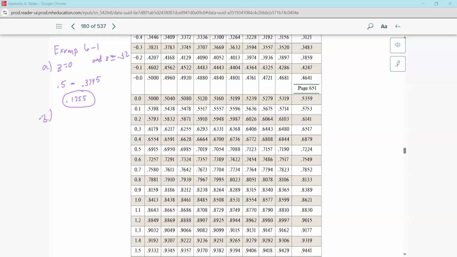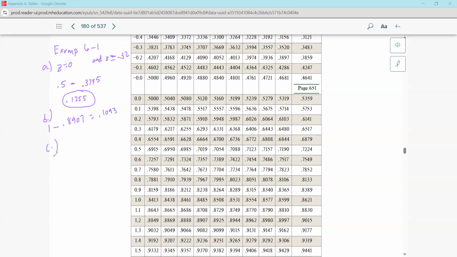Part B says to the right of 1.23. Here's 1.2, 0.03. So here's that number right there, 0.8907. But if I want to the right of the data, I have to do 1 minus. So I do 1 minus that, and I come out with 0.1093. So that means that 10.93% of my data will fall on the right of 1.23 standard deviations. All right, let's look at part C.